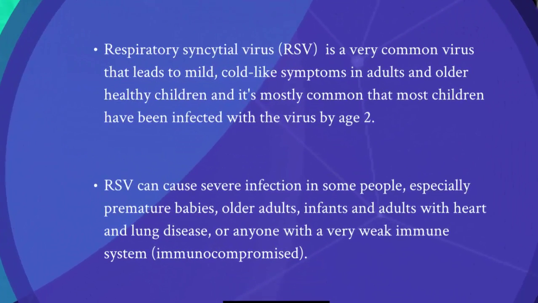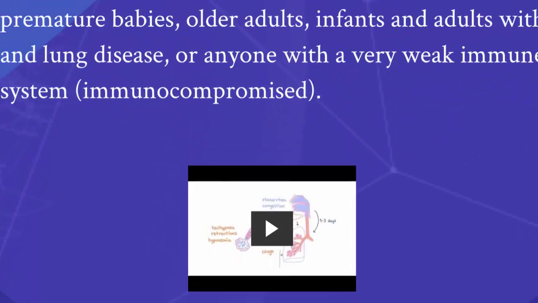RSV, or respiratory syncytial virus, is a very common virus that leads to mild cold-like symptoms in adults and older healthy children, and it's mostly common that most children have been infected with the virus by age 2. RSV can cause severe infection in some people, especially premature babies, older adults, infants, and adults with heart and lung disease, or anyone with a very weak immune system, as well as immunocompromised. We're going to put a video that explains the physiology of RSV.